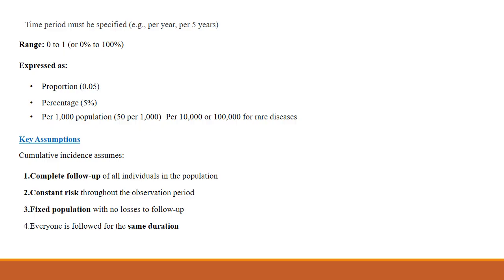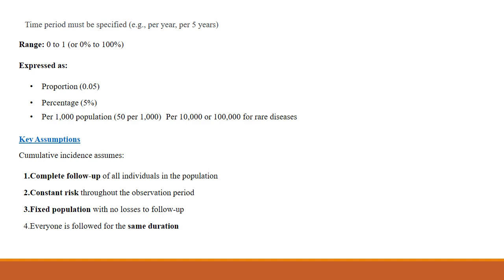0.05, percentage 5%, and per thousand population it means 5 per thousand, it means 5 are the cases, and 1000 is the total population, and per 10,000 or 1 lakh population for rare diseases.